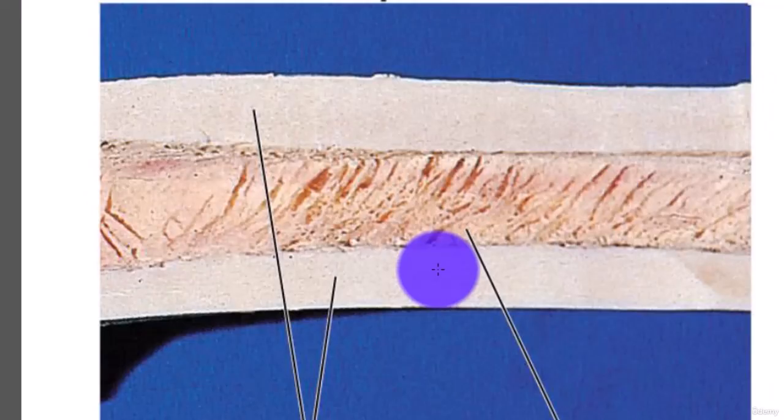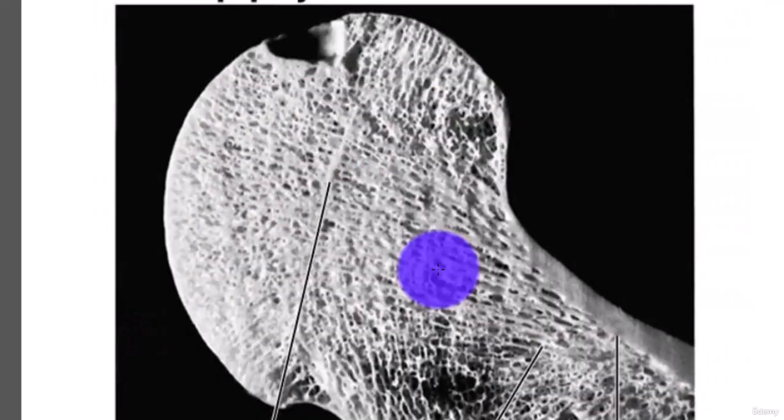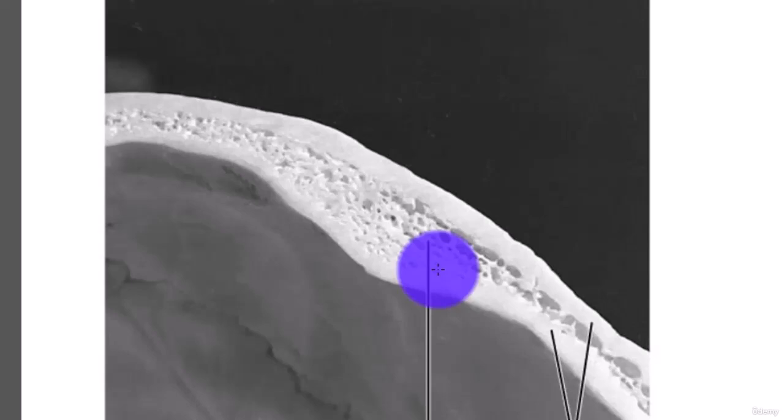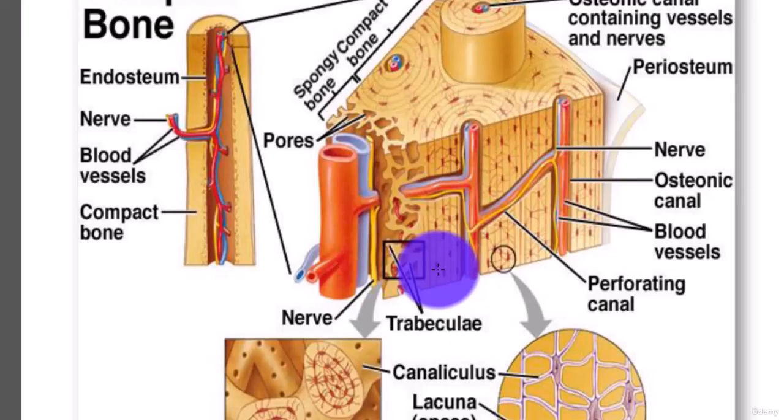Compact bone. Epiphysis of the femur. Skull bone, spongy bone, compact bone. This is compact bone. Endosteum, nerve, blood vessels. The red is blood vessels. Compact bone. This is spongy bone. These are pores. Osteonic canal containing vessel and nerve. Osteonic canal, nerve, blood vessels.